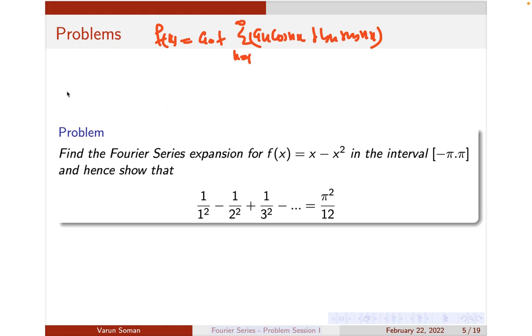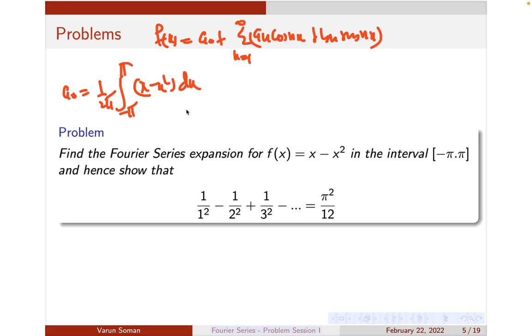Okay, I'll just give a brief idea. If it is a naught, it is 1 by 2 pi integral minus pi to pi x minus x square dx. Okay, so when you integrate, it will be x square by 2 minus x cube by 3, then you can substitute from minus pi to pi, you can do it directly.